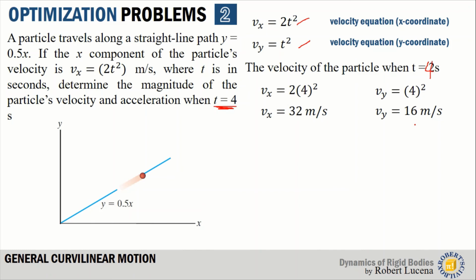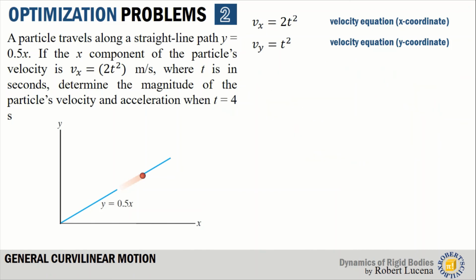But as we have discussed, this is not the velocity of the particle. This is just the component of the velocity of the particle in the x and y axis respectively. So to get the velocity of the object, we use the Pythagorean theorem. That is getting the square of vx and adding the square of vy, then getting the square root of the sum, we get the value of the velocity of the object at t equals 4 seconds. We have now the velocity equal to 35.78 meters per second.